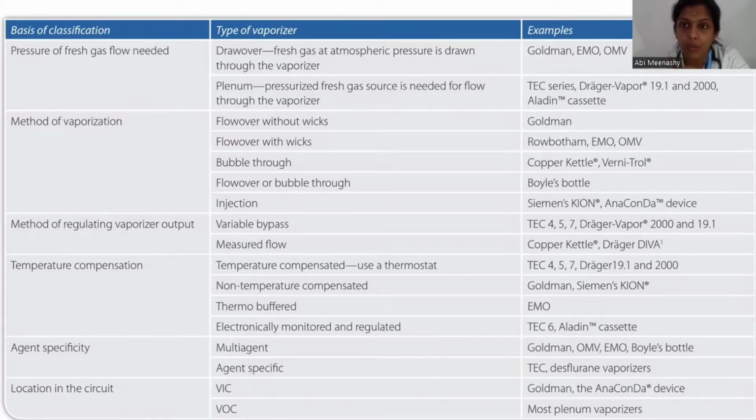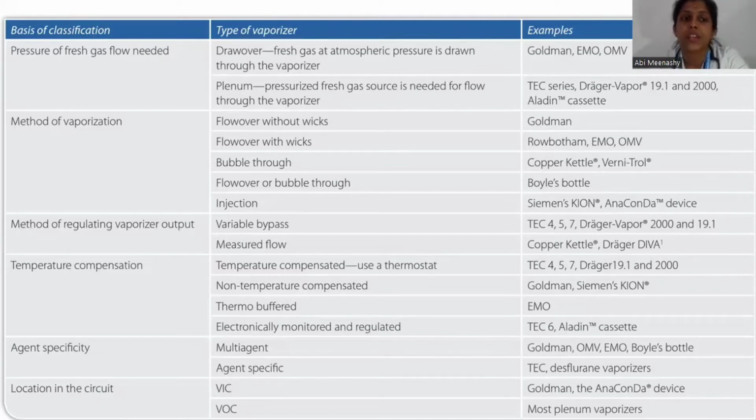In injection type, we will set some amount of concentration that is carefully being injected into the fresh gas flow. So the fresh gas flow doesn't go inside the vaporizer or flow over or bubble through. It is separately being injected into the fresh gas flow. So for examples, flow over without wicks, we have Goldman vaporizer. Flow over with wicks, we have Ralph Botham, EMO and Oxford Macintosh vaporizer. For bubble through, we have copper kettle and Verni-trol. And for flow over or bubble through, we have Boyle's bottle. For injection type, we have Siemens Kion and Anaconda device. Anaconda is again a modern vaporizer.